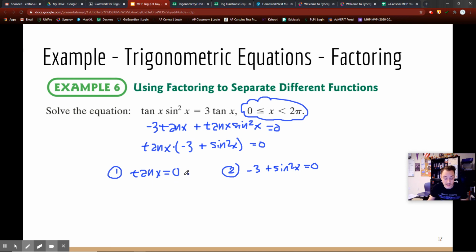So now, what's tangent of 0? Well, tangent of x equals 0. I use my unit circle or my trig table of common angles.